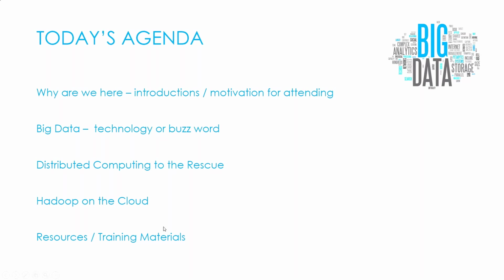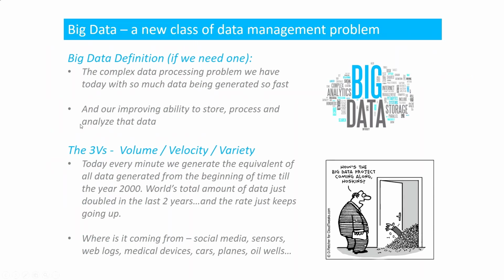So this is how I try to explain it. The big data definition is: it's a lot of data, and we have to process it in a reasonable amount of time. Our ability to store, process, and analyze that data using the older systems just was not going to work because of these three V's.